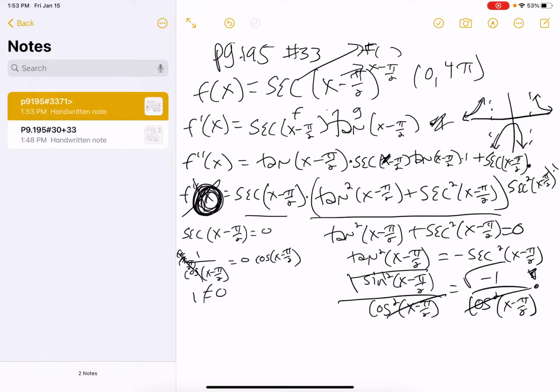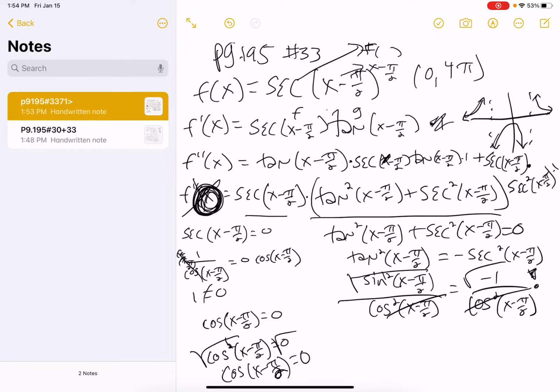So for my sign analysis chart, there's not going to be any zeros that go on it, but remember I need to put zeros and undefines on it. The undefines are going to be where the denominators equal 0. So our two denominators are cosine of x minus pi halves and cosine squared of x minus pi halves. Now luckily for a difficult problem, these are going to give me the same values, because when I take the square root of this one I still end up with cosine of x minus pi halves equal to 0.